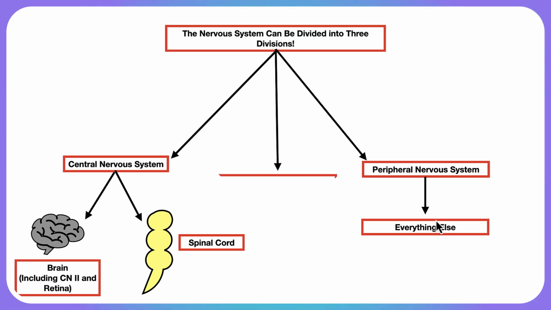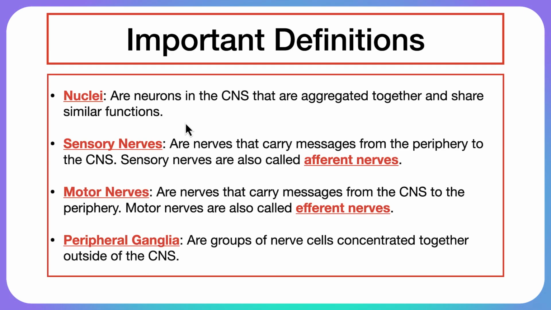And then the third subdivision is the autonomic nervous system. The autonomic nervous system is made up of parts from the central nervous system and the peripheral nervous system. So these are the three different subdivisions of the nervous system. Now that we know the three different subdivisions, before we talk about them in a little bit more detail, I want to go through four important definitions that we're going to see throughout other nervous system videos.